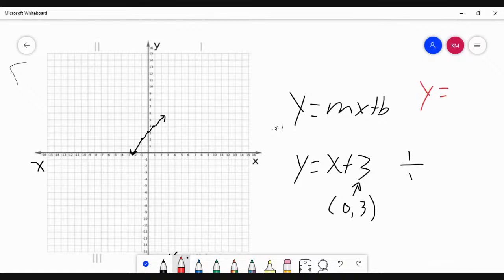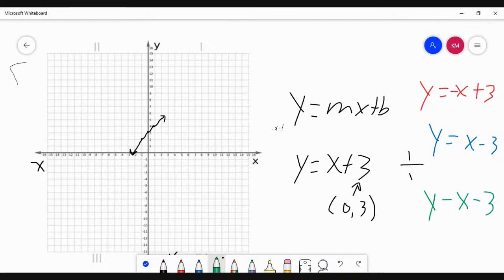Now, say for instance, you have a negative slope, or if you have a negative y-intercept, or if both are negative, what does that look like?